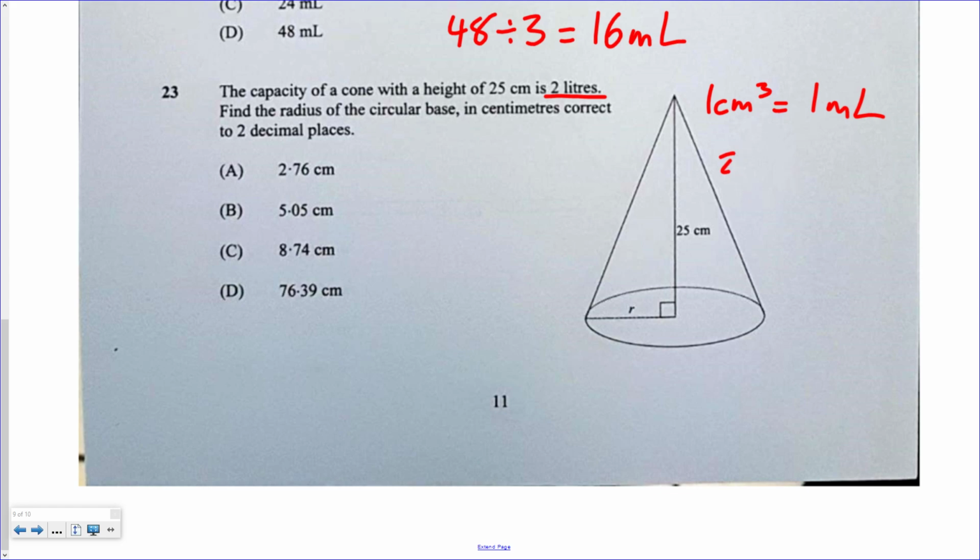We have 2 liters equals 2,000 milliliters. The reason we've done that is because we know that the height of this cone is in centimeters. So we probably want to get something in centimeters cubed. It means we should probably work in milliliters to start off with. What we want to do is work with the volume of this cone. The way to find the volume of this cone, or the capacity, just remember quickly, it's 1/3 times the area of the base times the height.